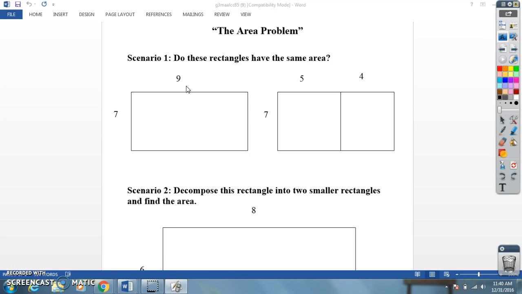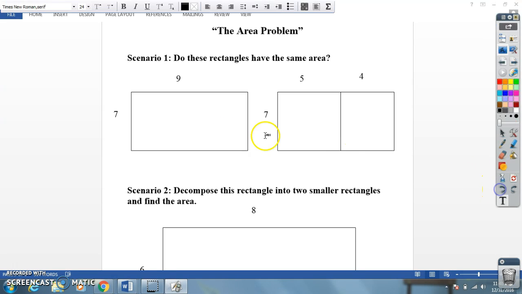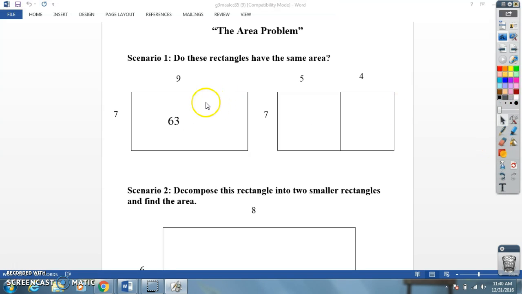Now here comes multiplication. 7 times 9. If you know your multiplication facts, you easily know that that is 63. If you don't know that, then you would have to draw out all of the 7 rows and 9 columns and count by 7s, count by 9s to get the answer 63.